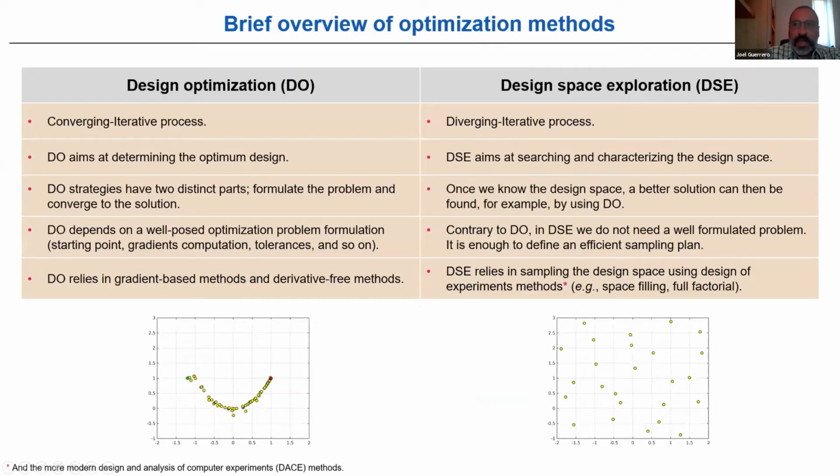Let me now define, after these basic concepts, what design optimization and design space exploration are. Design optimization, we say, is a convergent iterative process. That is, you start from a point and then arrive at an optimal solution. You need to formulate that problem, but most of the time you say, okay, this is what I would like to do. We also have design space exploration, which I like to define as a divergent iterative process. It is divergent because we are not converging to a solution.